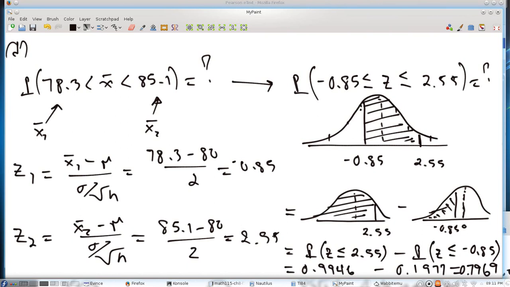So the answer is 79.69%. The interpretation is that if we select a sample, let's say 100 samples, then about 79% of them will have values between 78.3 and 85.1. That is the interpretation of this expression, and that concludes this example.